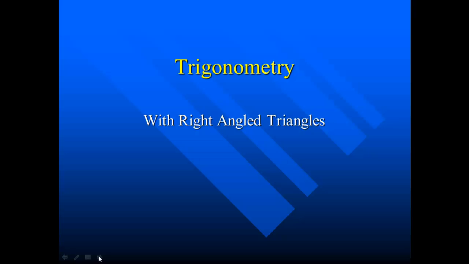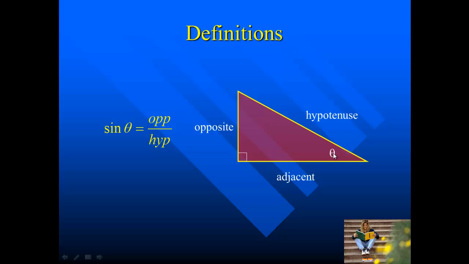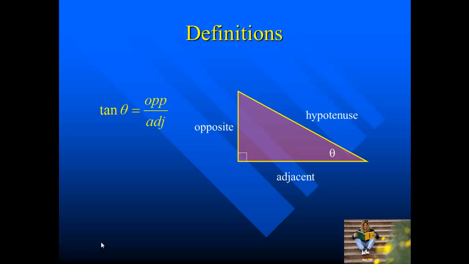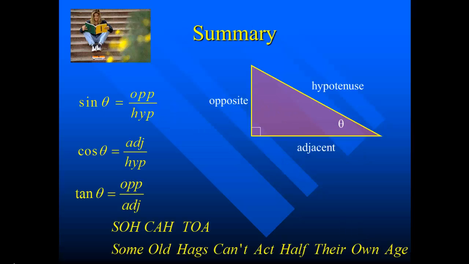Now that we learned how to label the sides of a right-angled triangle, let's define the three trigonometric ratios. The angle in this triangle is called theta, so the sine of this angle is the opposite side divided by the hypotenuse. The cosine, or cos theta, is defined as the adjacent side divided by the hypotenuse, and the tangent of the angle, or tan theta, is the opposite side divided by the adjacent side. So these are the three trigonometric ratios you are going to have to remember.